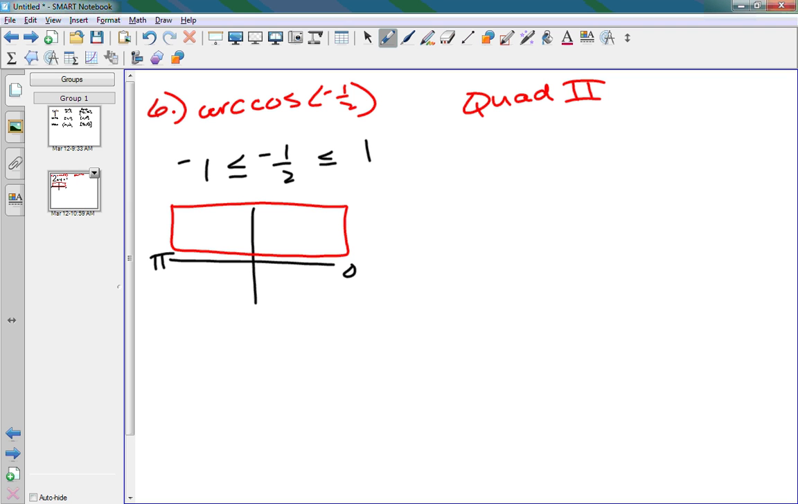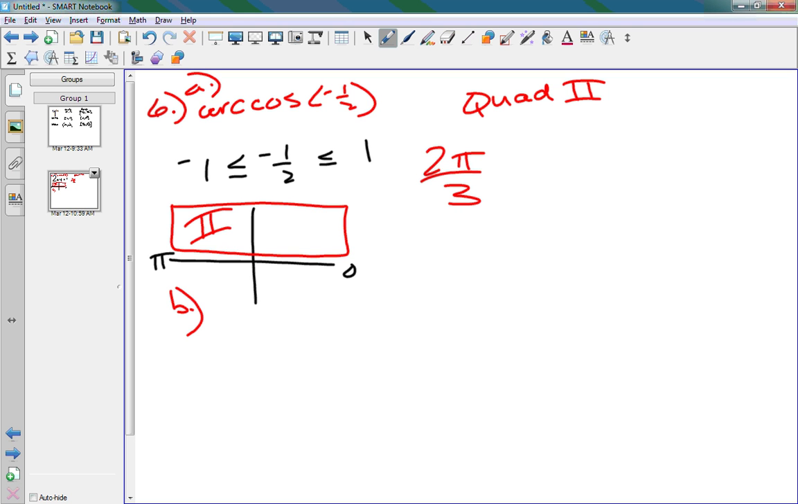So I want to know the angle that lies in quad 2 that has -1/2 as its cosine. Well, if I was in quadrant 1, that would be a pi/3 angle, correct? So what's that going to be in quadrant 2? 2 pi/3. That's going to be 2 pi/3. Do we all understand that, yes or no? That's A.